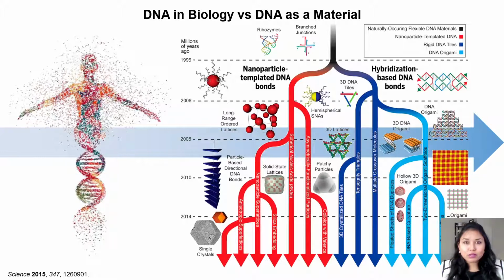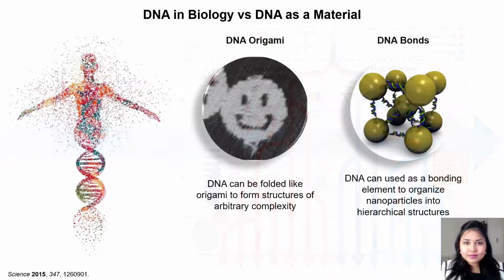But this figure is rather involved. If I wanted to simplify this figure, what I could do is say that the advances in this field could be broadly categorized into two main groups. First, DNA can be folded just like origami to form its own structures. And we can really form structures of arbitrary complexity. For example, we can make a smiley face that's made entirely out of DNA.